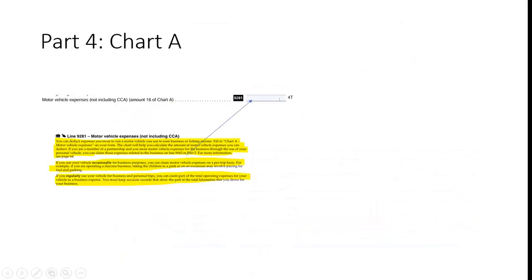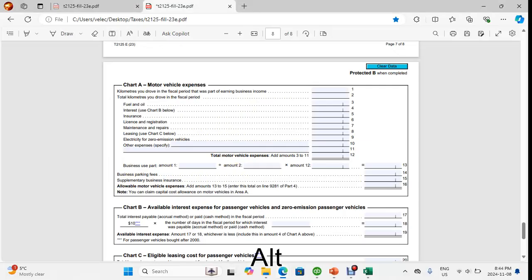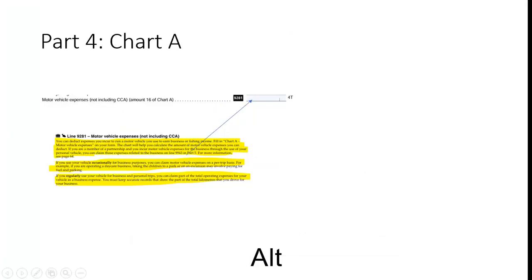Okay. So motor vehicle expenses not including CCA, you can deduct expenses you incurred to run a vehicle you use to earn business or fishing income. If you use your vehicle occasionally for business purposes, you can claim motor vehicle expenses on a per-trip basis. If you use your vehicle regularly, you can claim part of your total operating expenses as a business expense.